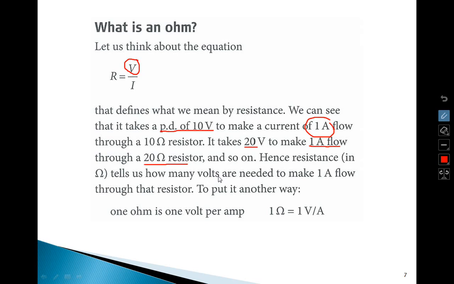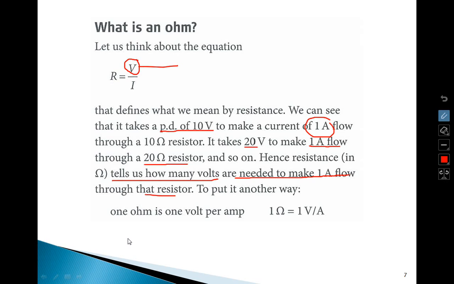So what's the result here? The conclusion here is that resistance in ohms tells us how many volts are needed to make 1 ampere flow through a resistor. So the conclusion from this equation is that it tells us how many volts we need to make 1 ampere flow through R.